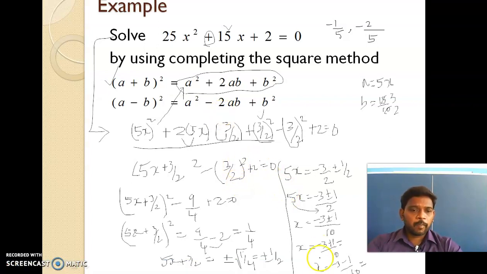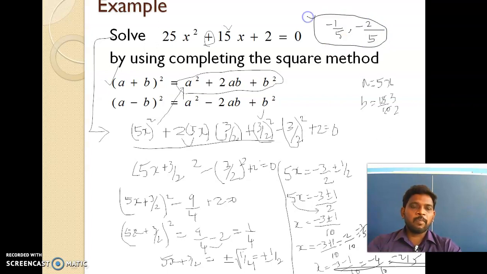So in the last question, x equals minus 3 plus 1 by 10, and x equals minus 3 minus 1 by 10. If you simplify this, we'll get minus 2 by 10, which equals minus 1 by 5. And what about here? Here, minus 3 minus 1 is minus 4 by 10. When you simplify this, we'll get minus 2 by 5. So minus 1 by 5 and minus 2 by 5, these are the solutions of this equation, right?